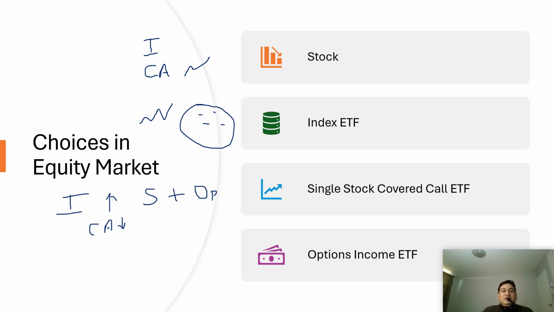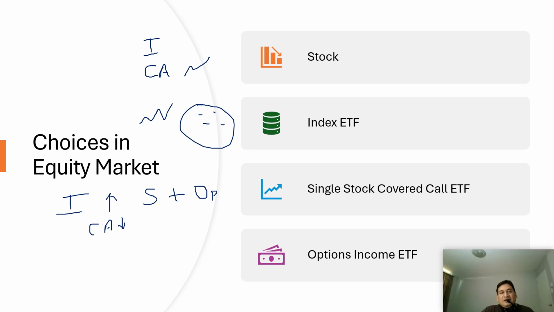So simply speaking, it's basically a combination of stock plus derivatives trading, and these are done by professionals, not by yourself. Of course, there are people who do it themselves, like they have certain stocks and they write their own covered calls. But here, what we are discussing is mostly the exchange traded fund, the fund manager who is managing this portfolio.